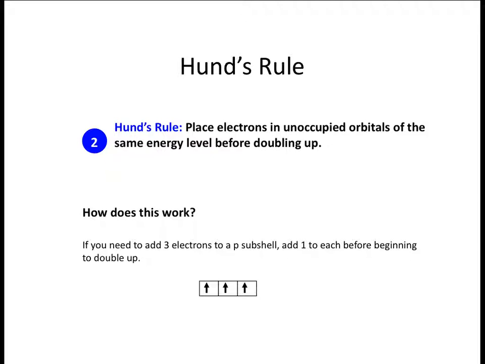There are 2 other rules, and we will see these rules in action in the next unit. Hund's rule, which says that when you have more than 1 orbital, that would be the P, the D, and the F sublevels, that each orbital is of equal energy. We must put an electron in each orbital first before we go back to make a pair.